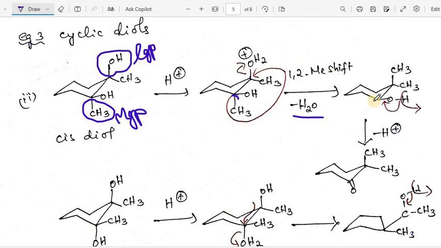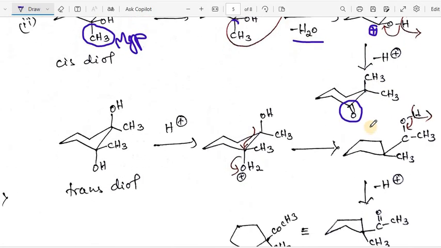1,2 methyl shift, and the next step is the positive charge will be here, and this H will be removed as H plus, and there is a formation of ketone. There is no issue. It is a normal Pinacole-Pinacolone rearrangement. See, there is a formation of ketone.